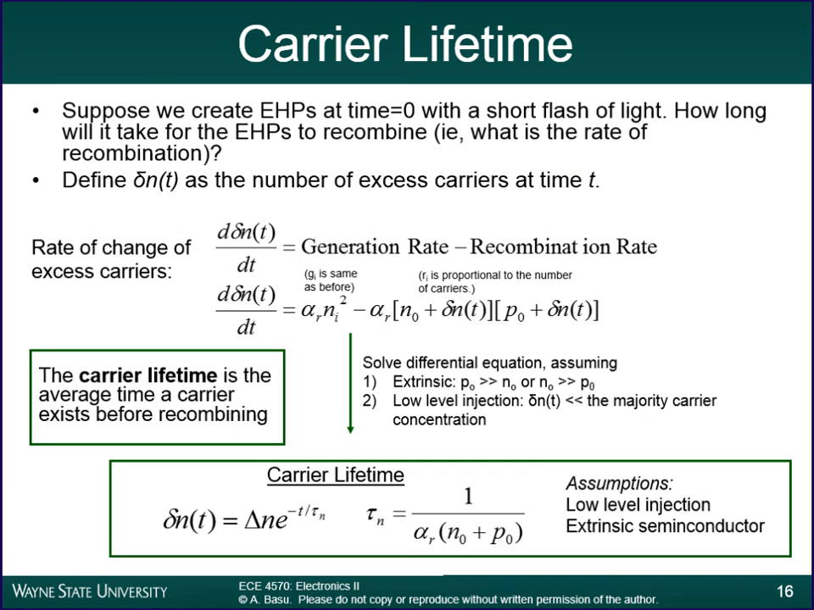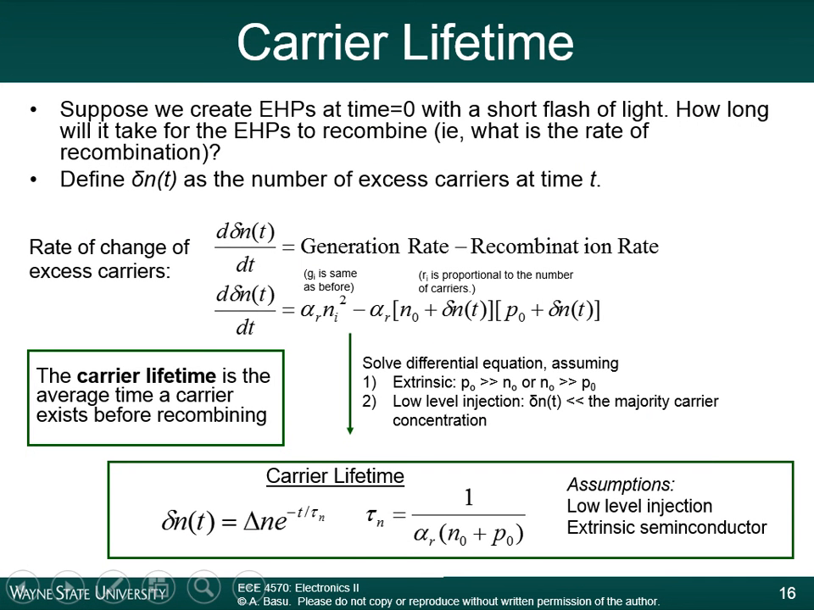The way that you calculate the carrier lifetime is 1 divided by alpha r times (n0 plus p0). For this class, most of the time I will give you the carrier lifetime. You won't need to calculate it. What you will need to do in your homework is, given the excess electron and hole concentration at time equals 0, find what the excess electron and hole concentration is at time equals 2 nanoseconds. Or one of the homework problems is how long will it take for 99% of the carriers to recombine? Just using this exponential equation, you can figure that out.